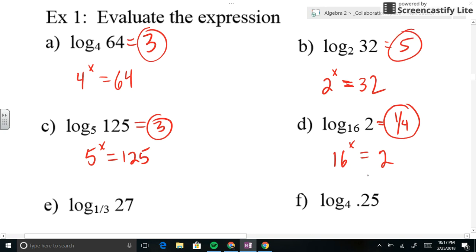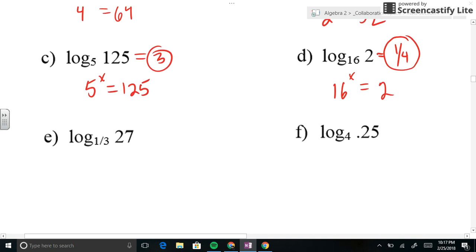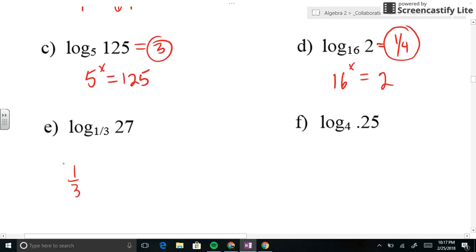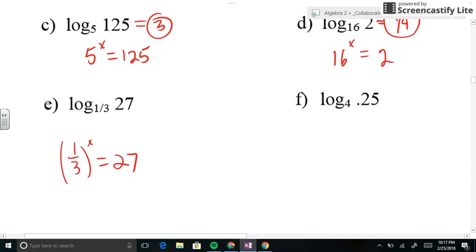Because 16 raised to the 1/4 power equals 2. So here's another one. We got 1/3 raised to what power equals 27? Well, we have a fraction here, so we really want to flip it so we can get 3 to the opposite of what power equals 27? So that would be 3 to the third is 27. So this would be -3.